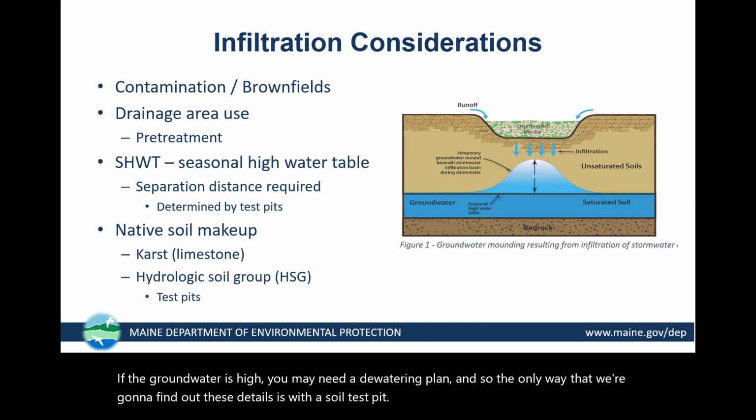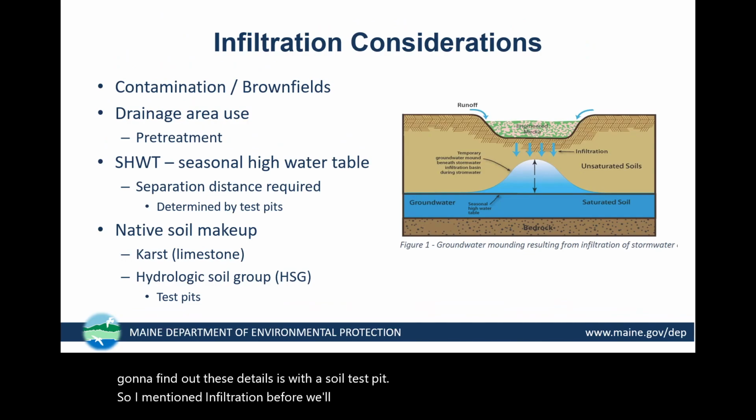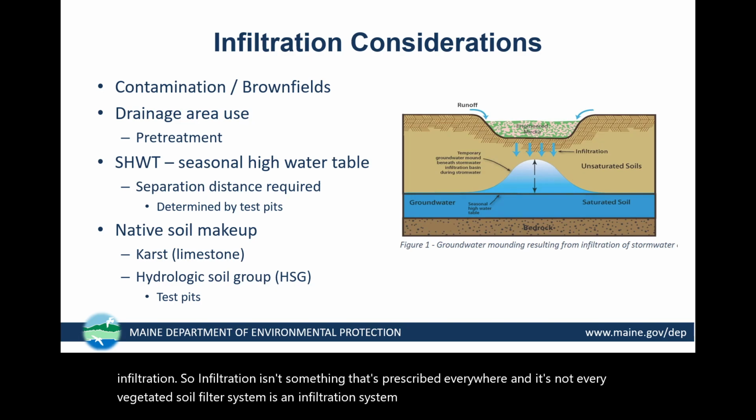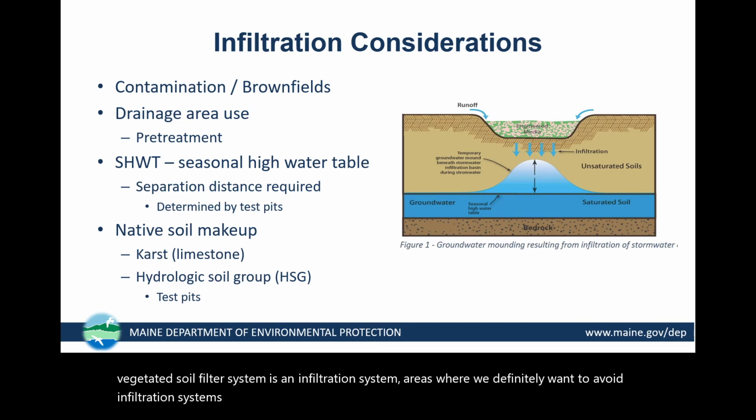So I mentioned infiltration before. We'll talk a little bit about some of the considerations for infiltration. Infiltration isn't something that's prescribed everywhere, and not every vegetated soil filter system is an infiltration system. Areas where we definitely want to avoid infiltration systems are areas that are contaminated, or brownfield sites, VRAP sites. Those areas we don't want to infiltrate.